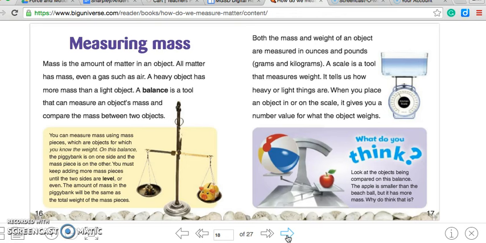Look at the objects being compared on this balance. The apple is smaller than the beach ball, but it has more mass. Why do you think that?